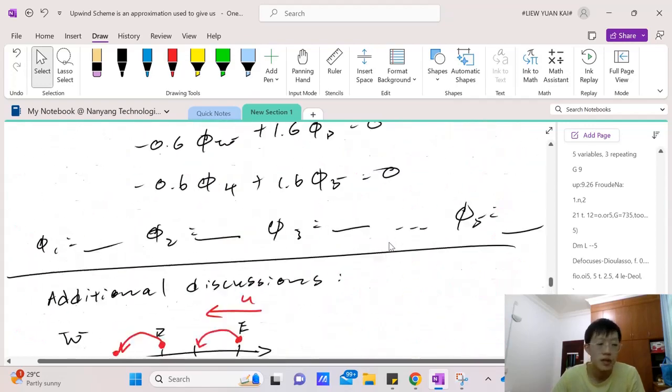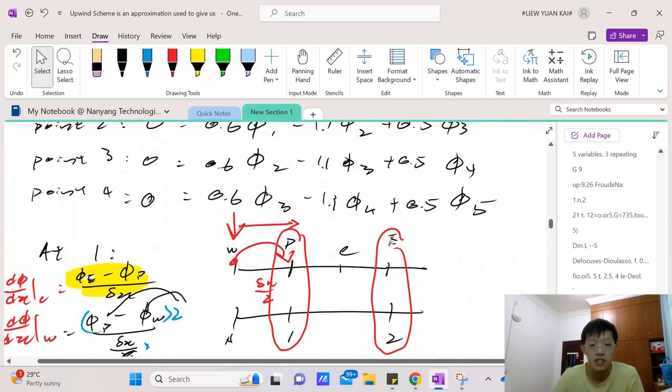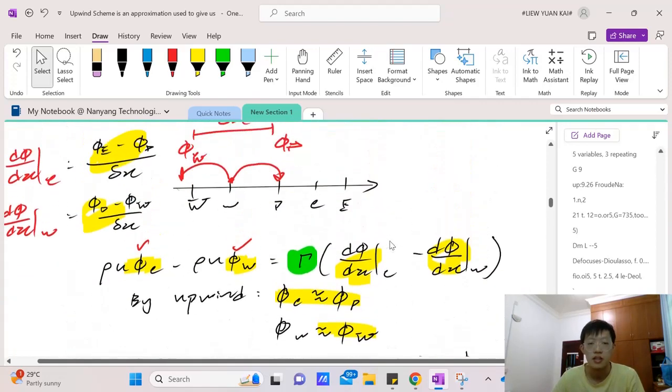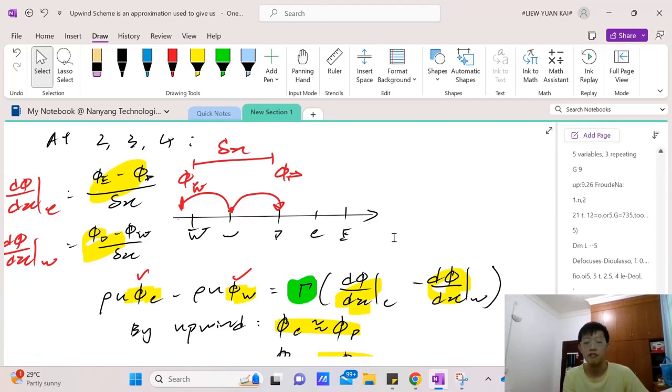But for the most part, we're going to be using the upwind scheme. The upwind scheme is better suited when the wind speed is really strong. Think about it physically: when the wind speed is strong, then if you're at phi e, it's likely that the neighboring value's concentration will be blown towards you.